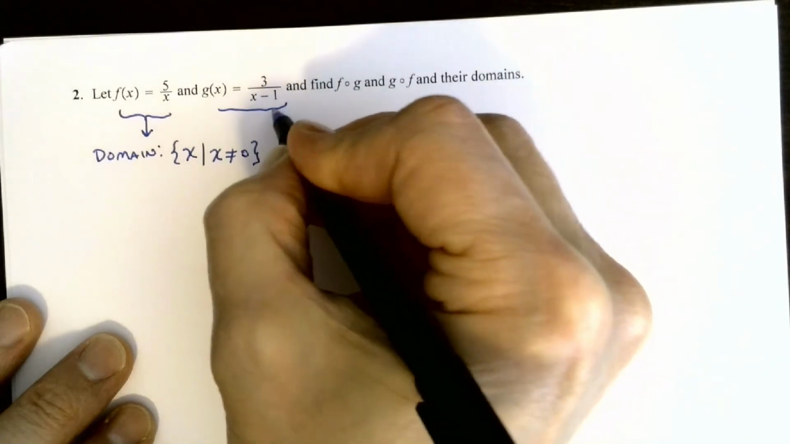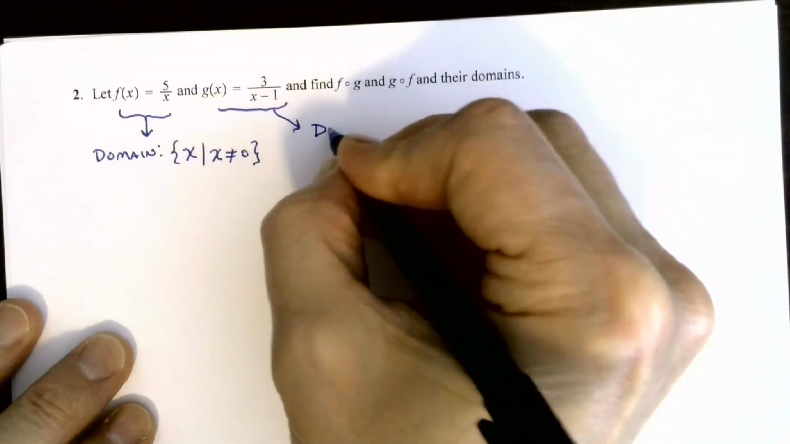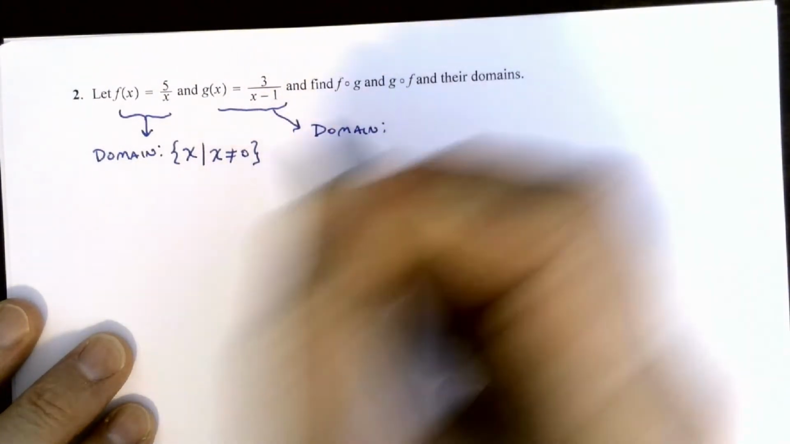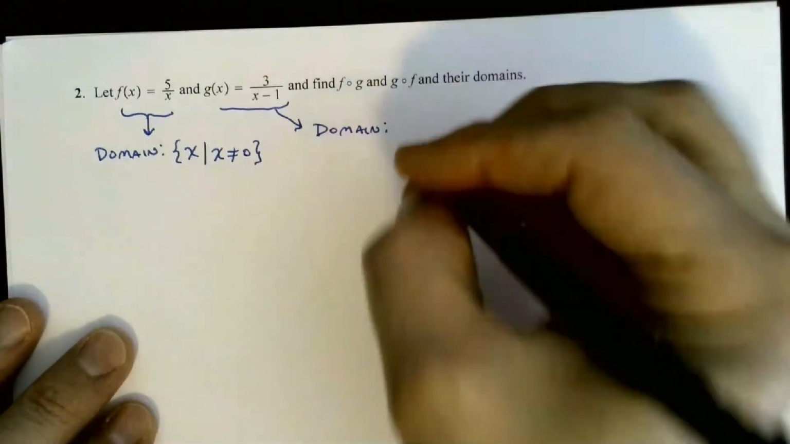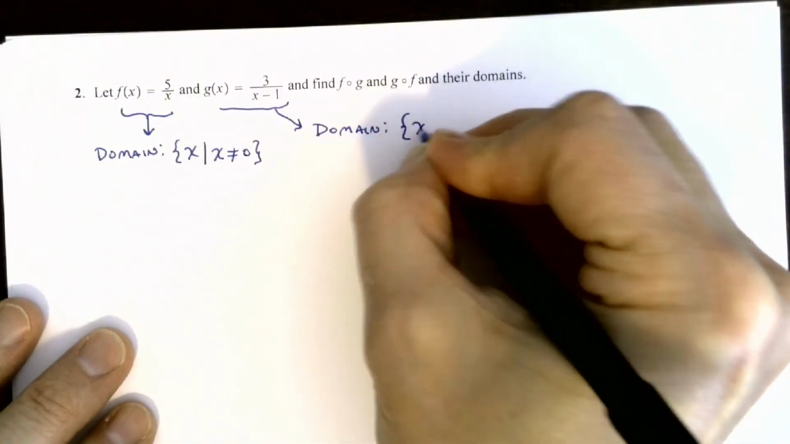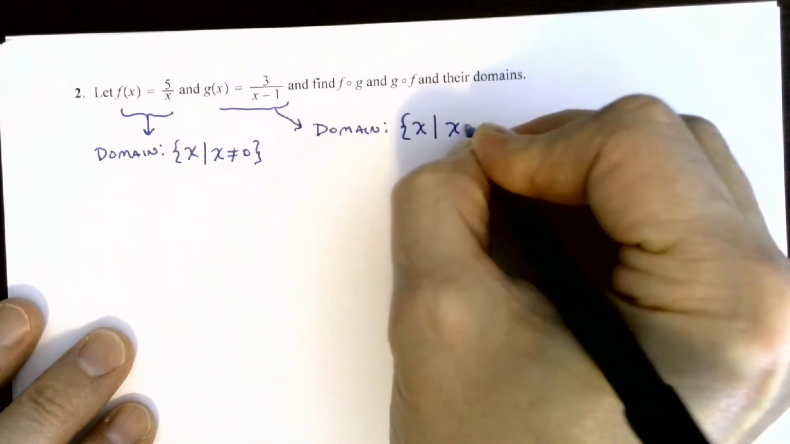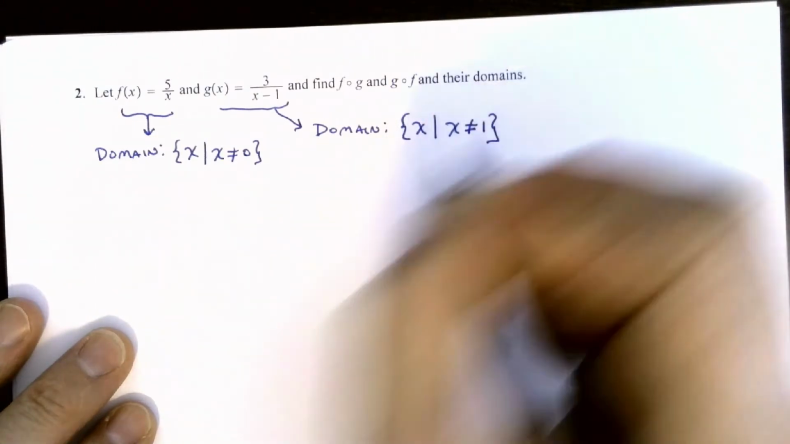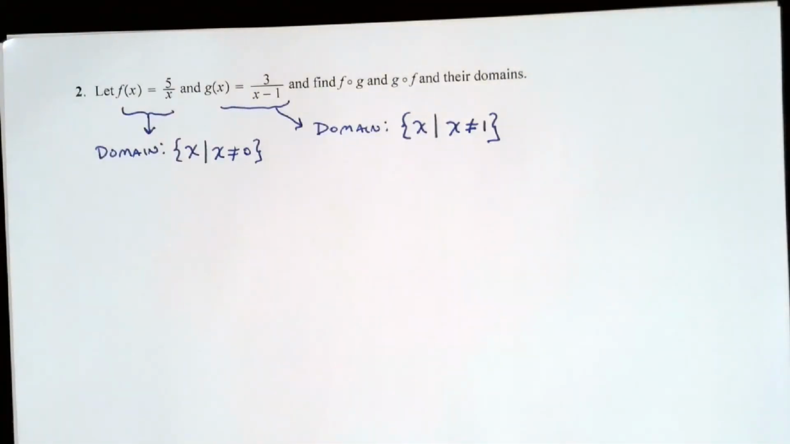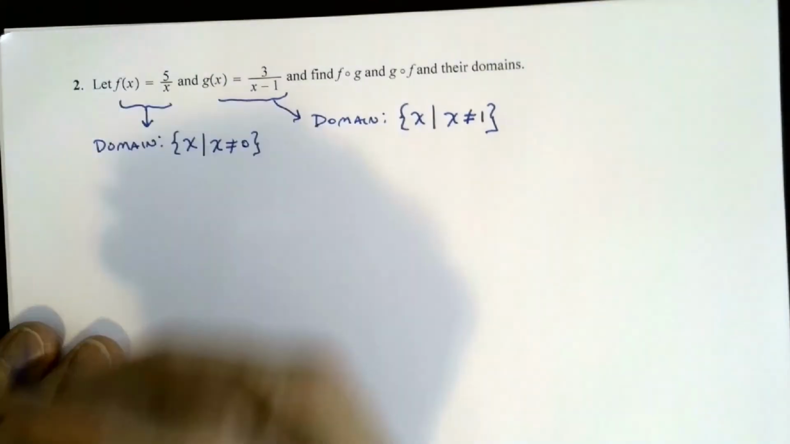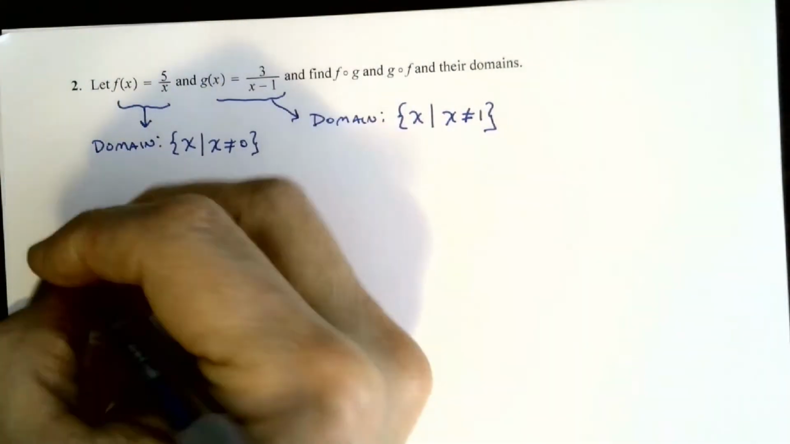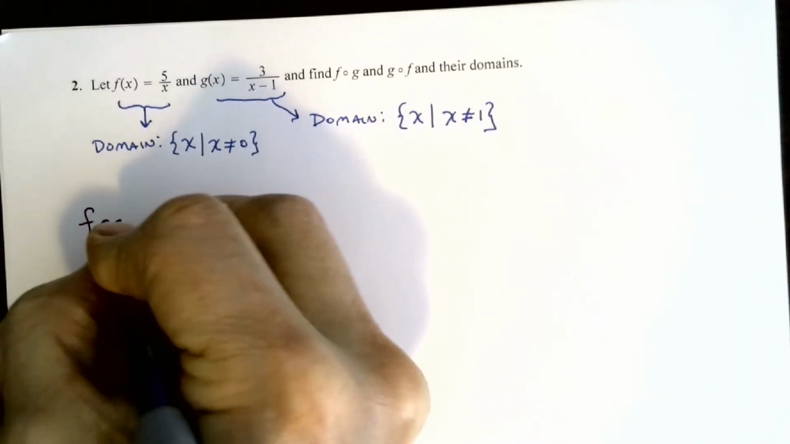What about g of x? What's its domain? Do you see the problem there? What value of x will give us a problem there? We're dividing by 0 when x is equal to what? 1, so we have to exclude that from the domain. All right, anything but 1 will work. Okay. So let's take a look at f circle g.